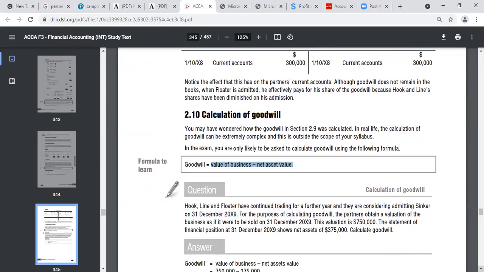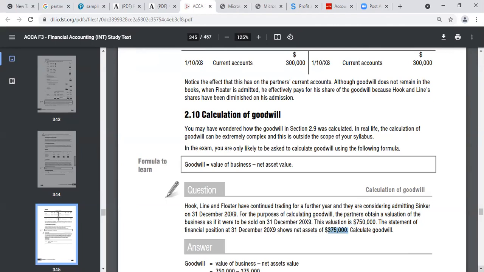So we have a case here where Hook, Line, and Floater have continued trading for a further year, and they are considering admitting Sinker, who is coming on 31st December 2019. For purposes of calculating goodwill, the partners obtain a valuation of the business if it were to be sold, and the valuation is 750. The statement of financial position as at 31st December 2009 would show net assets of 375. Definitely, if the valuation is 750 and this is 375, the difference should be goodwill. As simple as that.